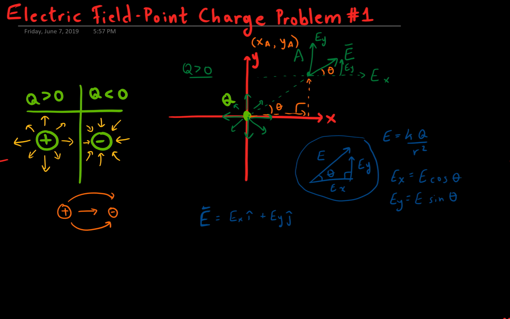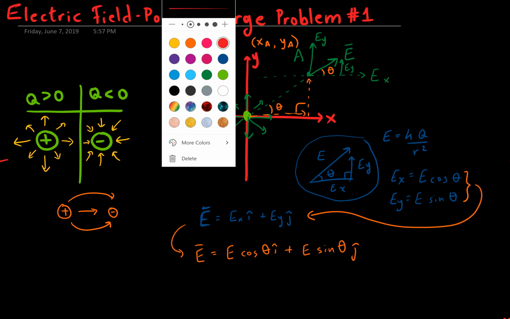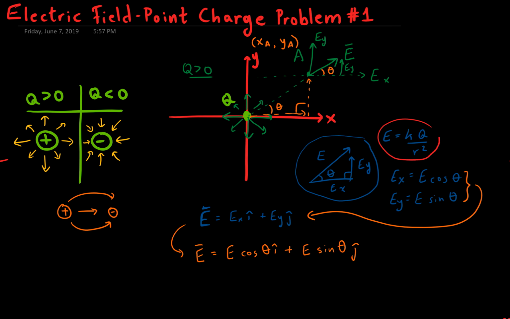So I can just as well take these two components and substitute them into my vector, over here. So now I see my electric field vector is equal to E cosine of theta i hat plus E times sine theta of j hat. Now, what is E? Well, I already know what E is. E is something we've already determined. It's this quantity over here.